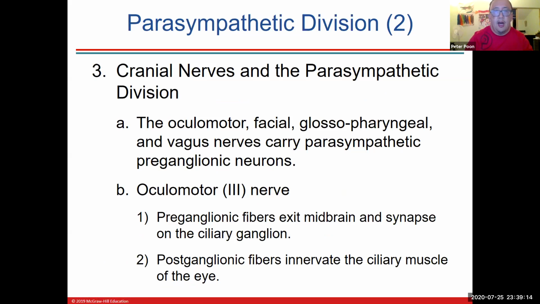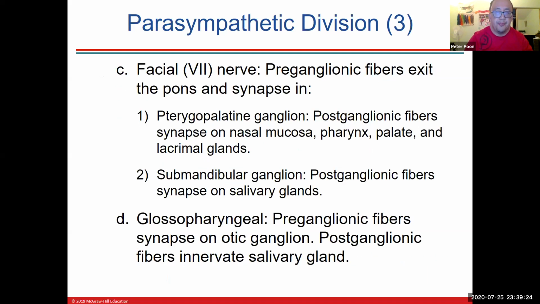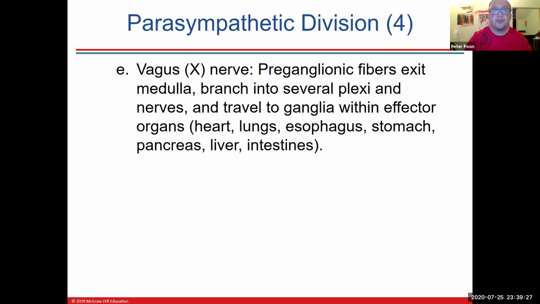All right. So again, the oculomotor, facial, glossopharyngeal, and vagus nerves. The vagus nerve is especially important. In the whole parasympathetic nervous system, the vagus nerve takes about 70 to 80% of the entire innervation. So heart, lungs, esophagus, pancreas, liver, intestines, all of that is vagus nerve.